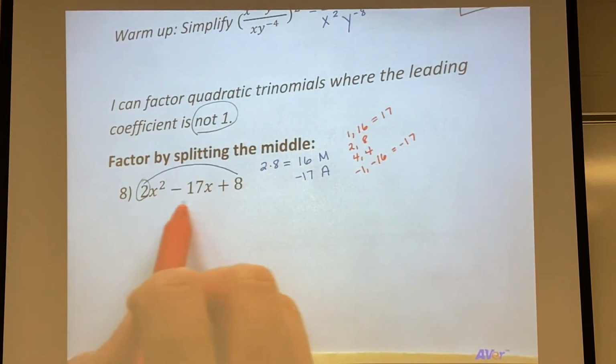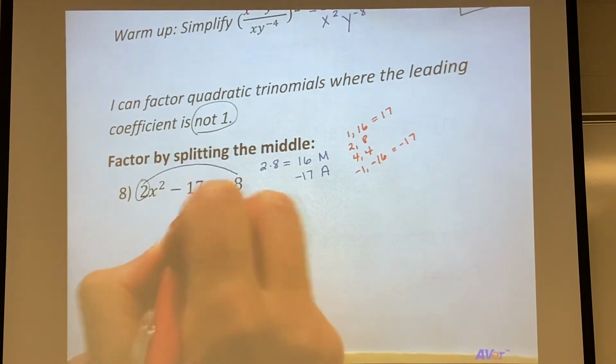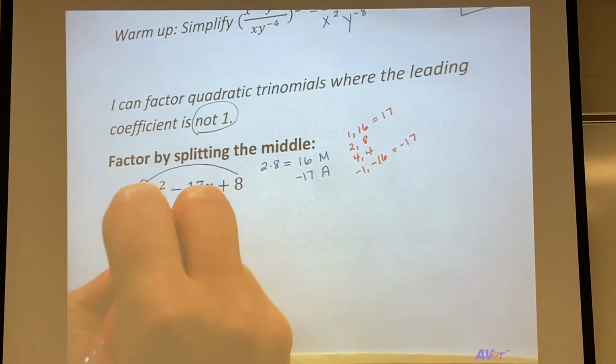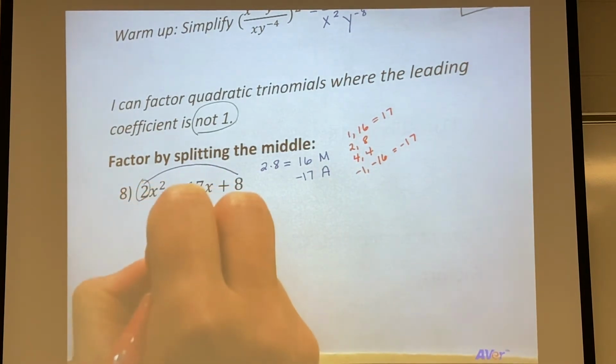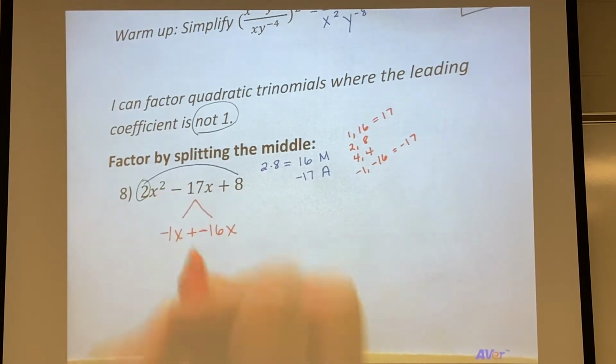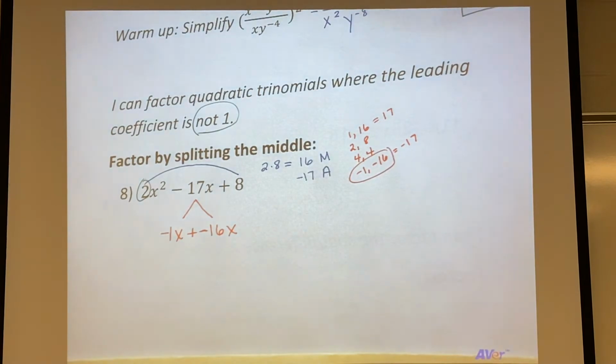So this is the middle. Negative 17x is the middle, and we're going to split it. Instead of having negative 17x, we're going to have negative 1x plus negative 16x. And those could be in any order. You could put the negative 16 first, or you could put the negative 1 first. We just take the two numbers that we found and use them to split the middle.